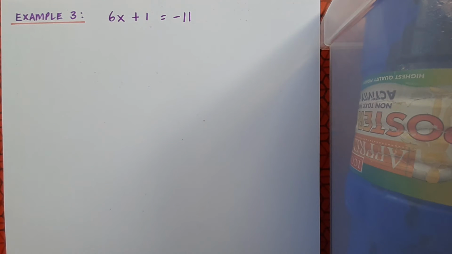Here's example 3. 6x plus 1 equals minus 11. Okay, get like terms together first of all. So that means keeping the x term on the left and putting the constants on the right at the equal sign.